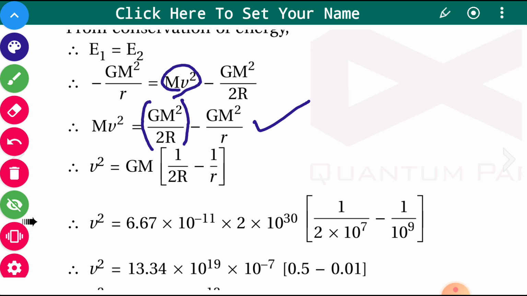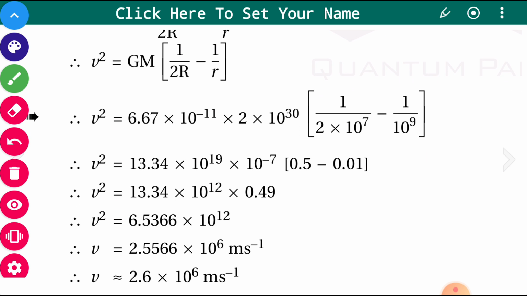This mv square is made the subject of the formula. Now m is cancelled out. So v square can be written as gm into bracket 1 upon 2r minus 1 upon r. And we just have to place all the known values and simplify.